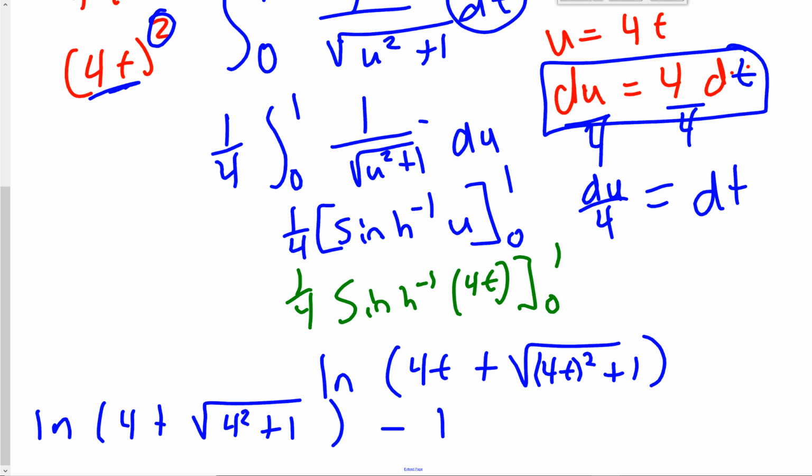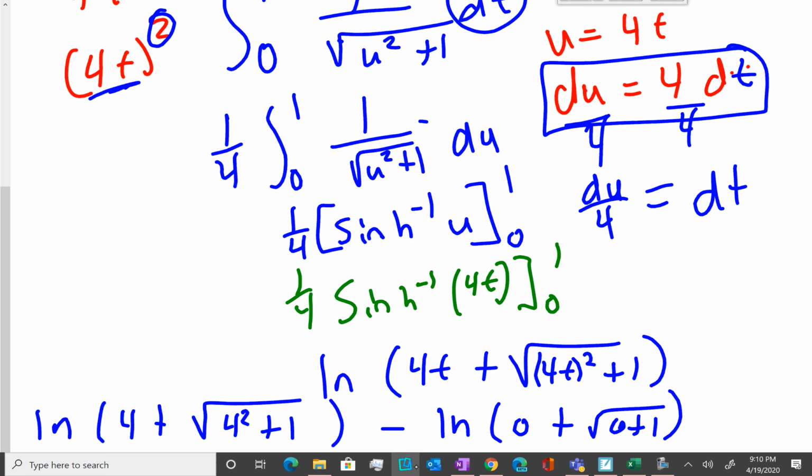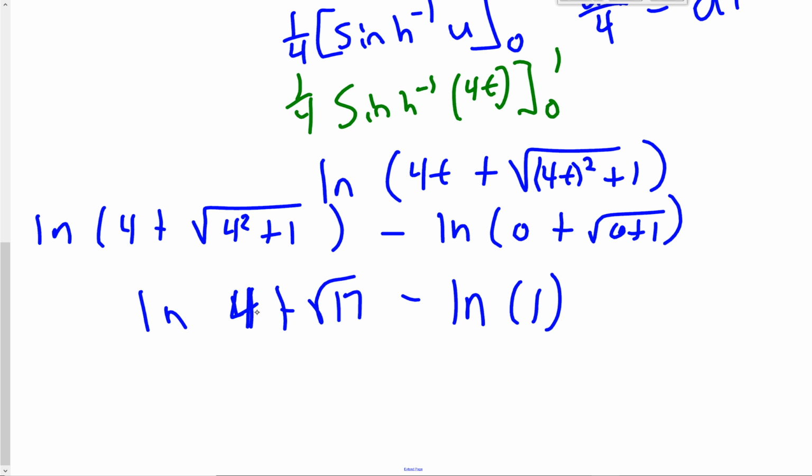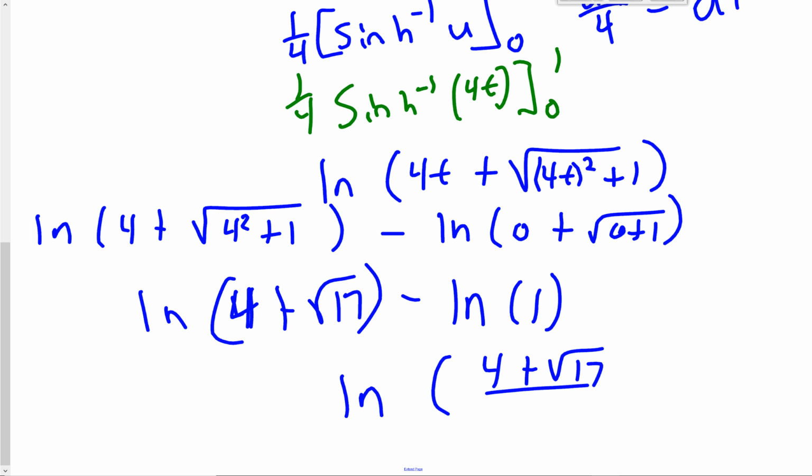And then minus ln of, plug in 0, I get 0 plus square root of 0 squared is just 0 plus 1. So that's just going to be, oops, ln of 1. So that's ln of 1. And I'm subtracting 2 logs, 16, 17. So subtracting 2 logs with the same base, so they can just be over each other. It just simplifies to ln of 4 plus root 17, and the 1/4 is in front of that.